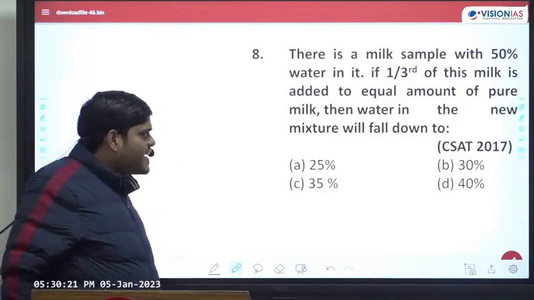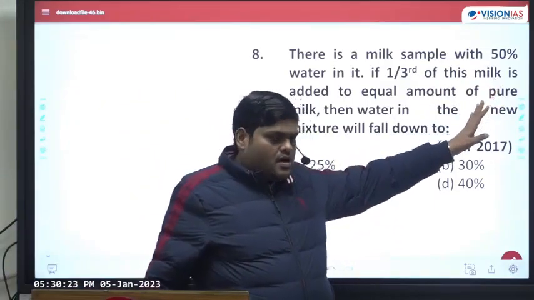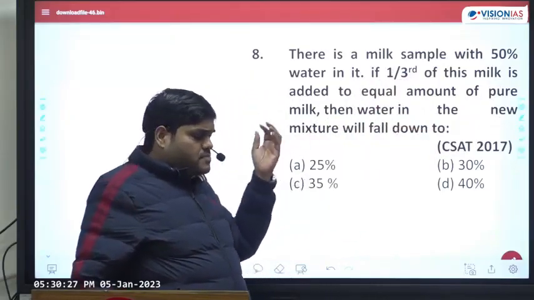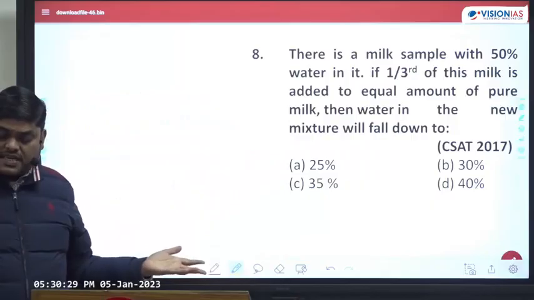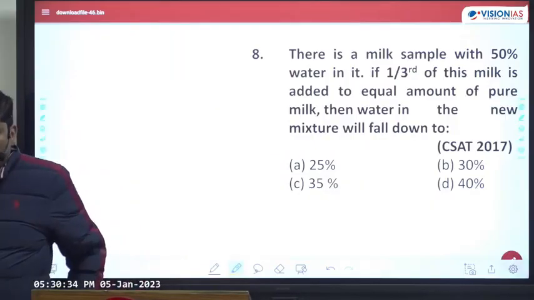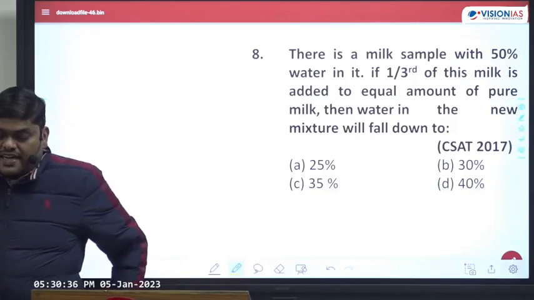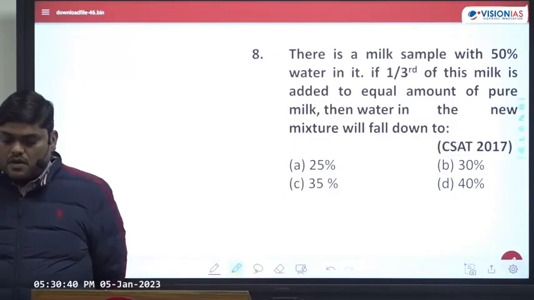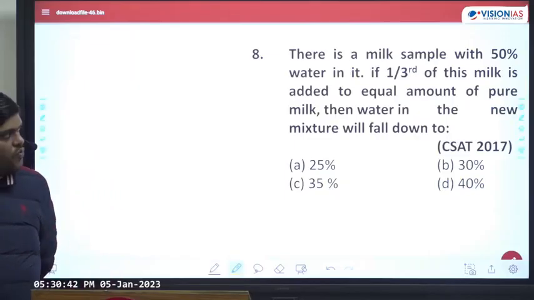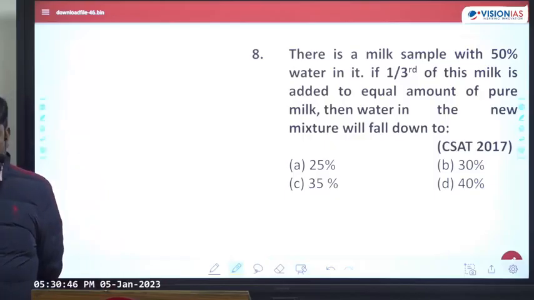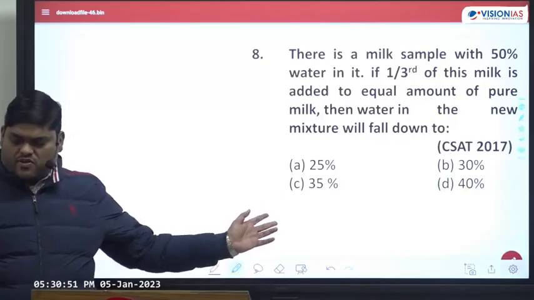If every data is given in percentage, and this is also in percentage only, 1/3 means 33.33%. Okay, not getting? Beta, please ask what is the problem, which concept you're not getting. Ishika, you can ask what is the exact doubt you have, what problem you are facing, then I can explain it in a better way. In the previous question, if you have a doubt, let me know.